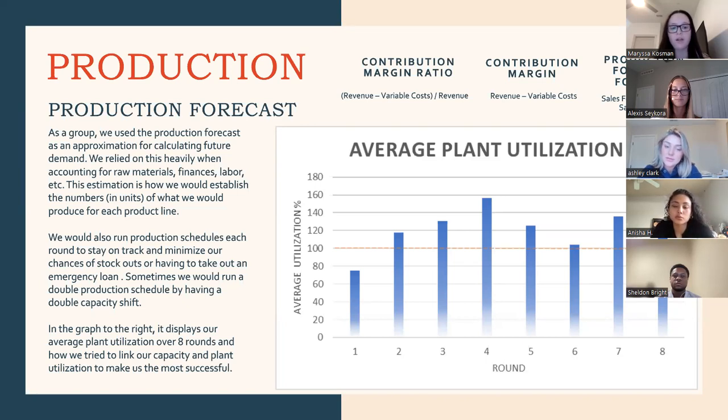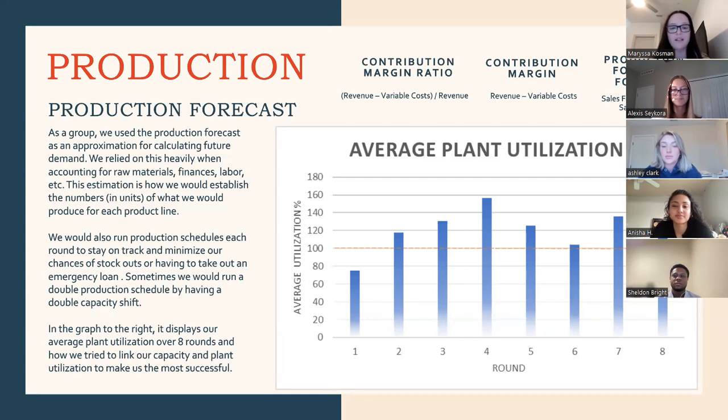We would also run production schedules each round to stay on track and minimize our stockouts or having to take out an emergency loan. However, in round 5, we did overshoot the forecast just a little bit with the traditional and low-end segments and ended up needing an emergency loan in that round. However, this was the one and only time that we did need to use that.